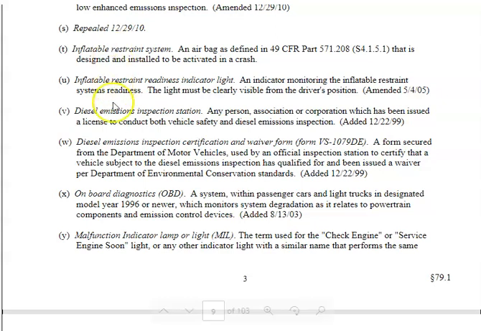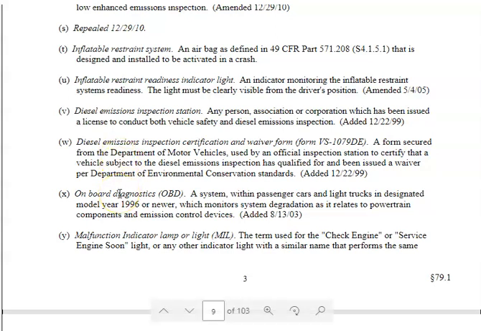A diesel emissions inspection station is a station which is allowed to do diesel emissions inspection. Obviously, a diesel emissions inspection certification and waiver form are the certificate and waiver forms that are allowed for diesel inspection stations to be issued to diesel owners if it comes to that.